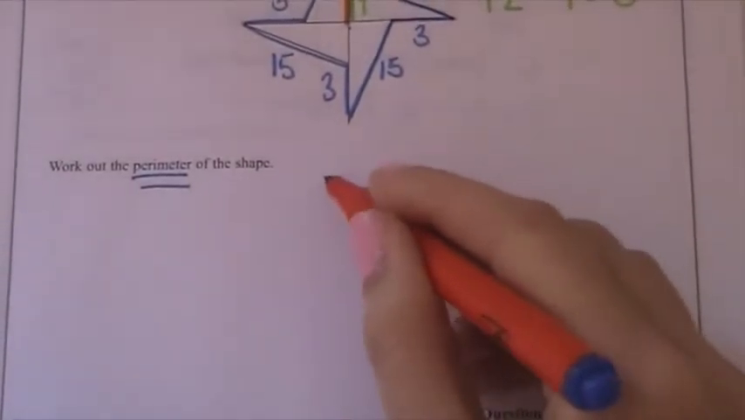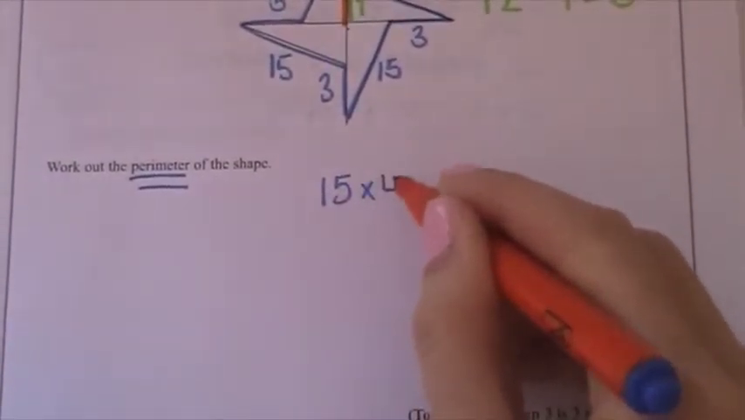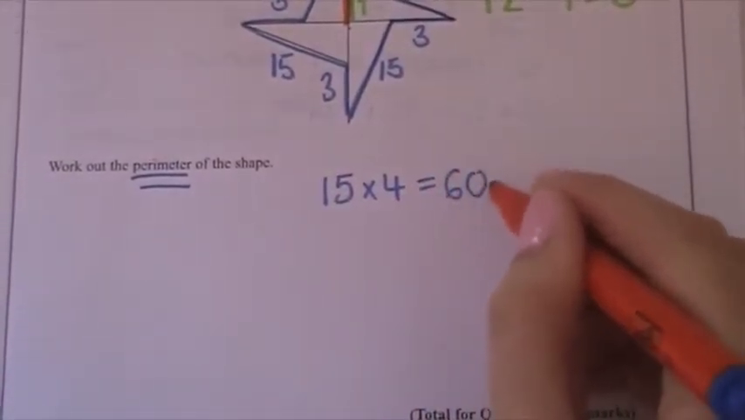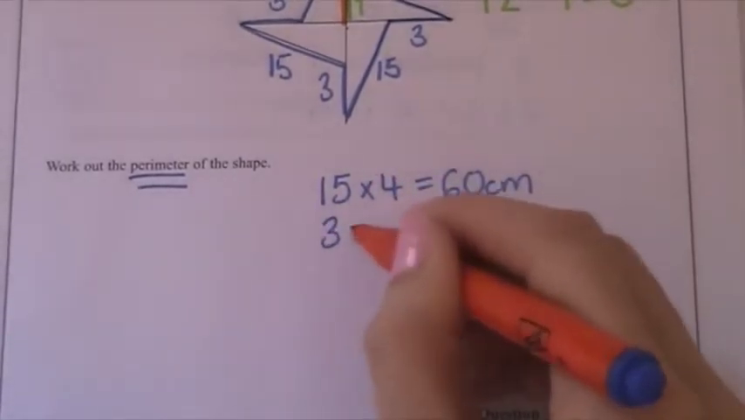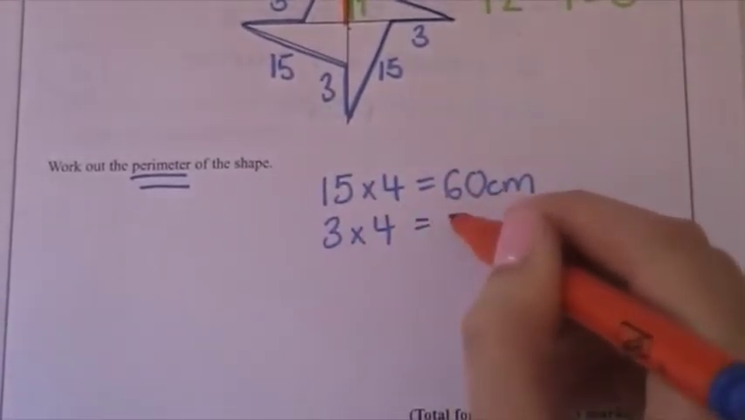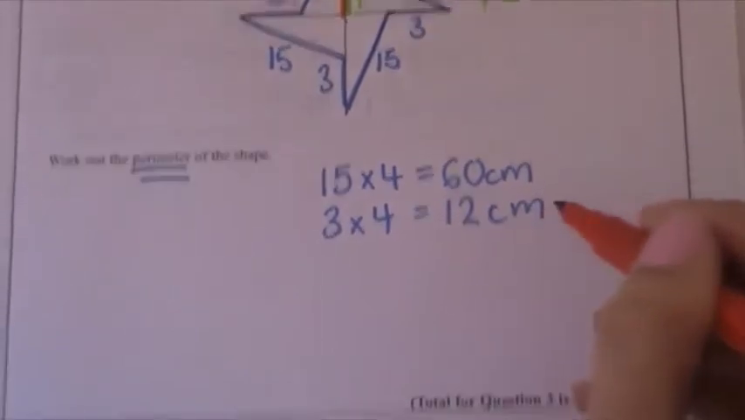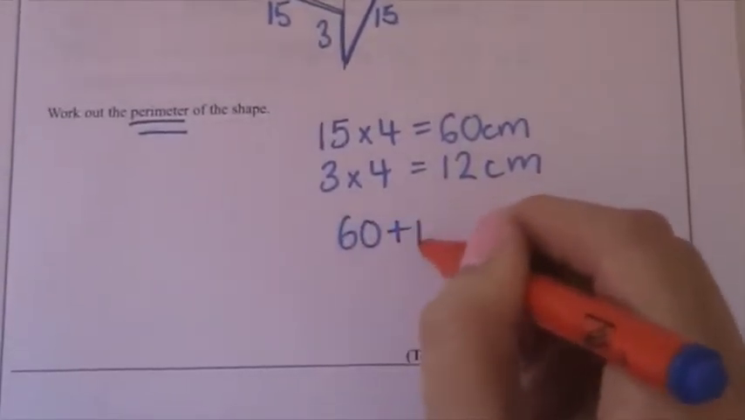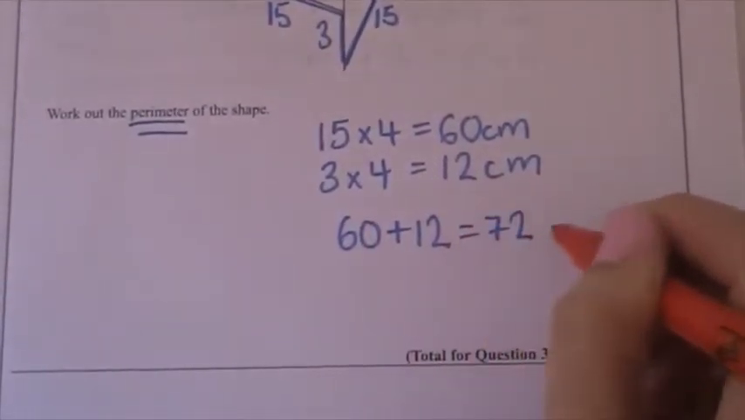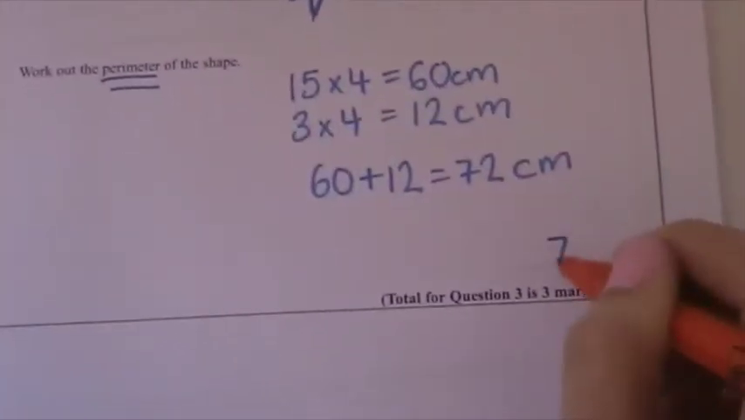So to work out my perimeter, I have 15 times by 4, which gives me 60 centimetres, and I have 3 times by 4, which gives me 12 centimetres. When added together, 60 add 12 gives me a total perimeter of 72 centimetres.